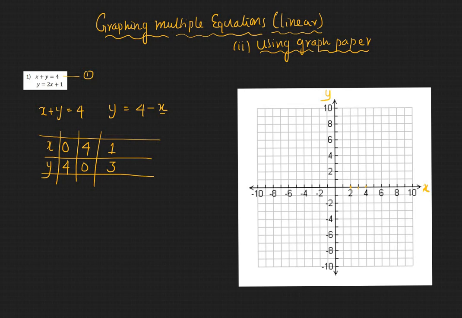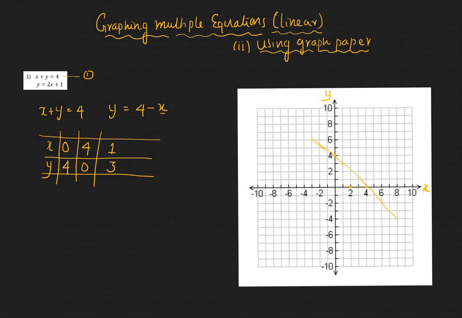So we could plot all these points. When x is 0, y is 4. When y is 0, x is 4, and you have 1, 3 also as a point. So this is also a point. You'll see that all of them follow the straight line. There you go.